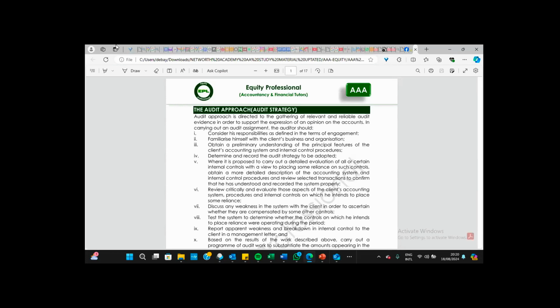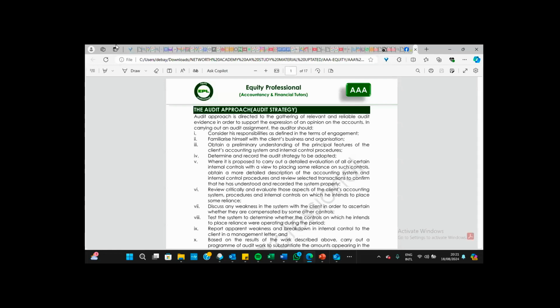So before he draws up his audit strategy or audit approach, he must have carried out what we call a preliminary audit risk assessment of the client's business, to be able to have an oversight or an overview of what is obtainable within the organization. Okay? So it is from there you're able to determine and record the audit strategy to be adopted.